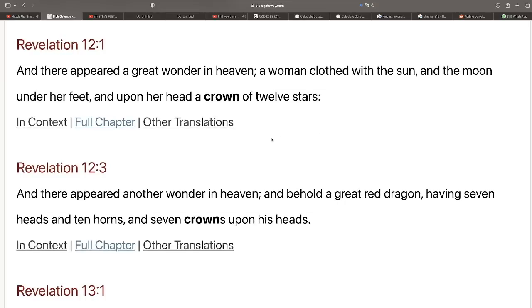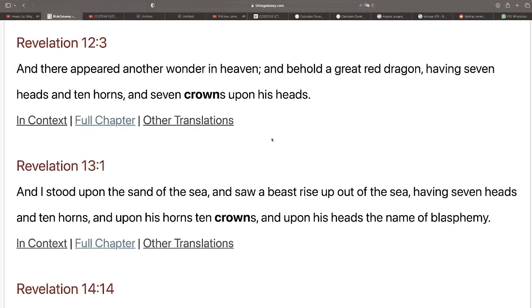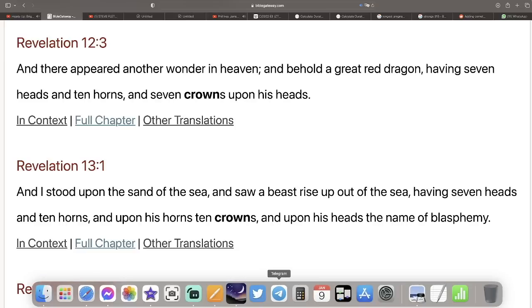Revelation 12:1, there appeared a great wonder in heaven, a woman clothed with the sun, the moon under her feet, and upon her head a crown of 12 stars. Revelation 12:3, and there appeared another wonder in heaven, and behold, a great red dragon, having 7 heads and 10 horns, 7 crowns upon his heads.